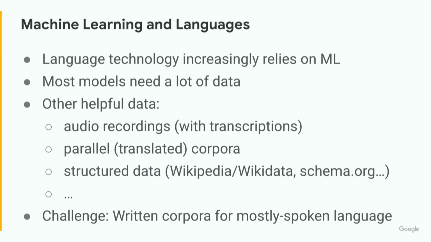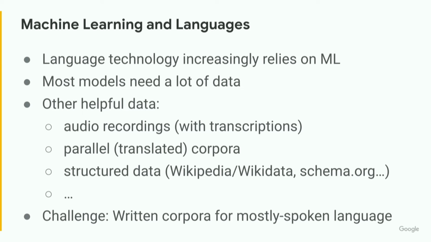So especially at Google and really around the industry, a lot of our language technology increasingly relies on machine learning, and machine learning relies on a lot of data. So what kinds of data? Our colleague Daan van Esch, his bread and butter right now is typically audio recordings, because he's working a lot on Google speech technologies.